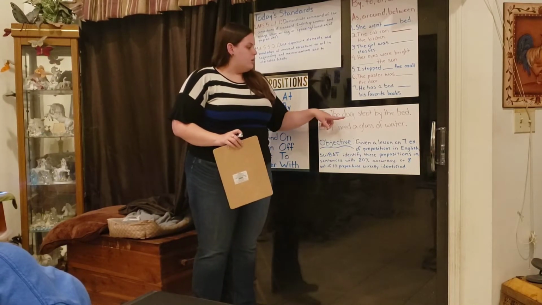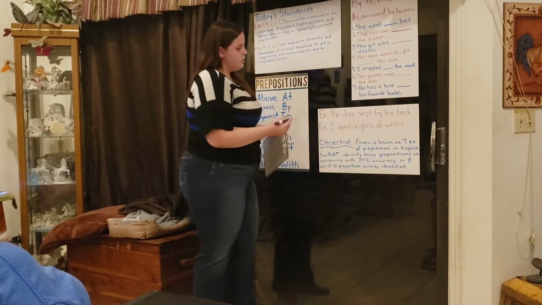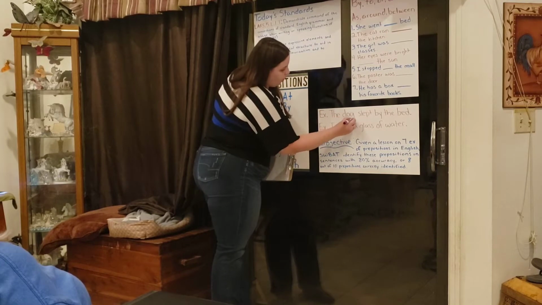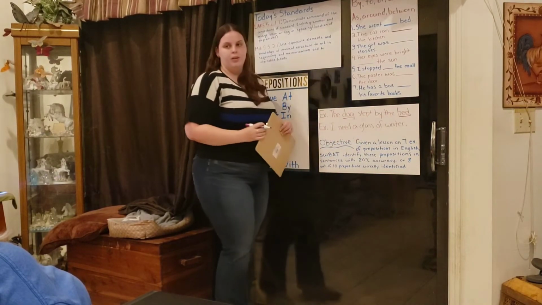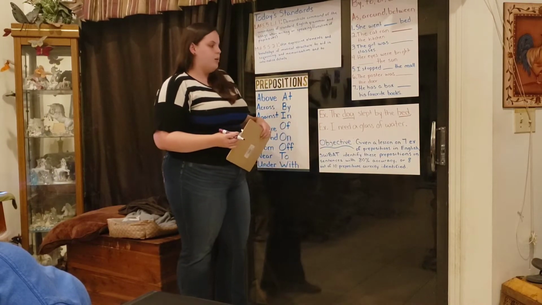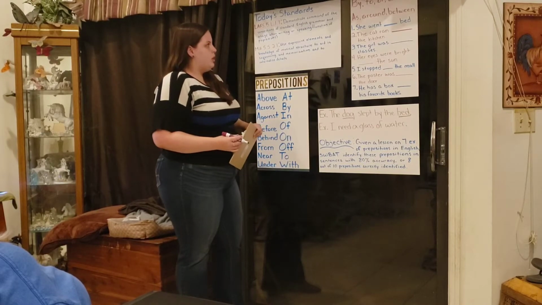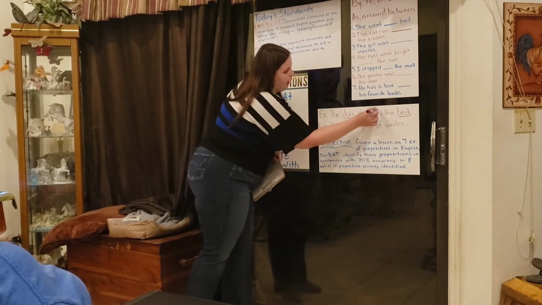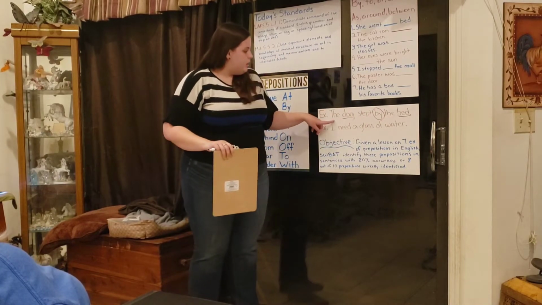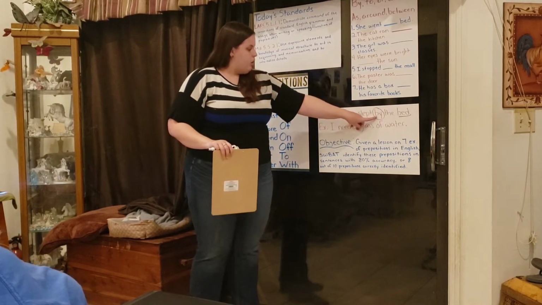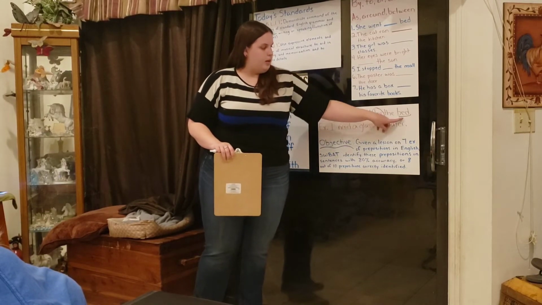So our first sample sentence is right here. It says the dog slept by the bed. So we have 2 nouns in this sentence. Those nouns are dog and bed. So we need to remember that a noun is a person, a place, or a thing. And our preposition in this sentence is by. We're going to circle that preposition. In this sentence, by is showing us how the dog and the bed are related. The dog is by the bed.